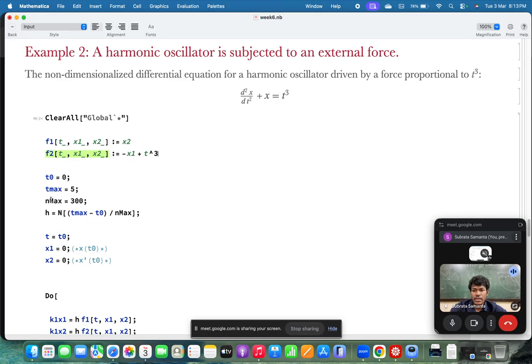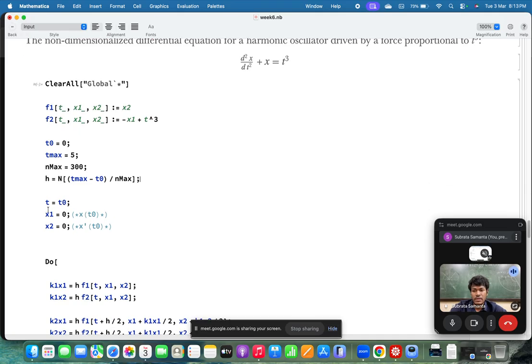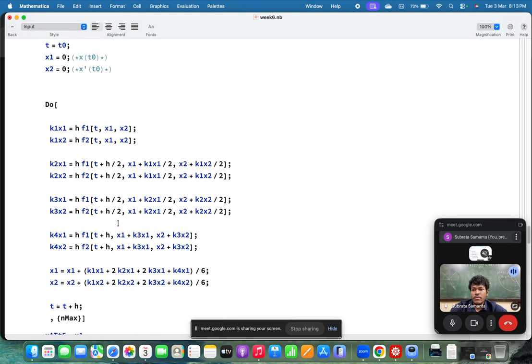So, how to calculate h? h is basically t max minus t naught over n max. Here t naught is 0, but we just use this variable. And your t is basically t naught, the initial value, and x1 is basically 0 at t naught. So, the initial value of x and the initial value of v, x2. Now, we perform the loop. Here, because of two functions f1 and f2, basically we see that the first one is the initial update, and then I update at midpoint, and then I update again at midpoint.